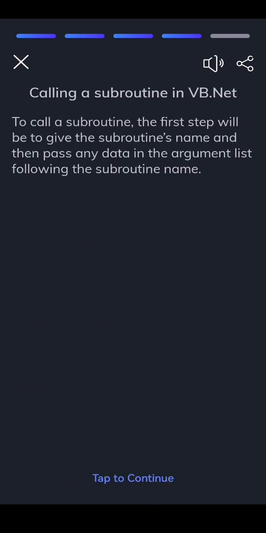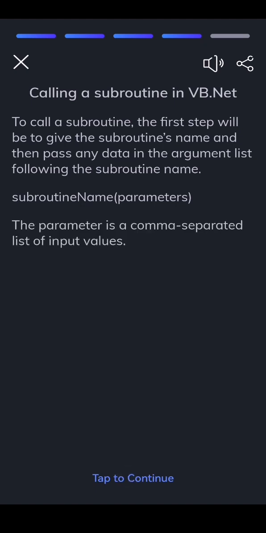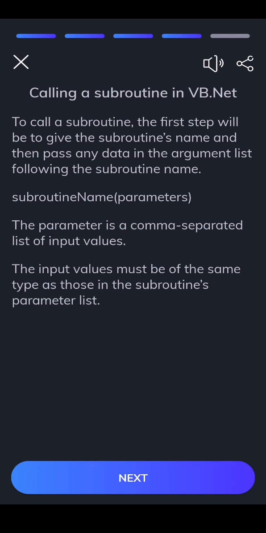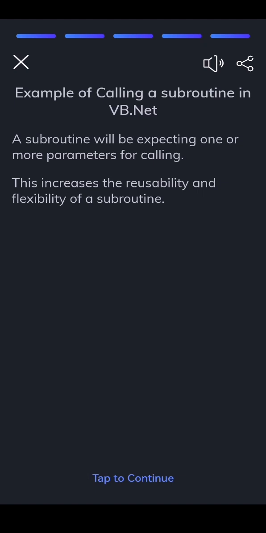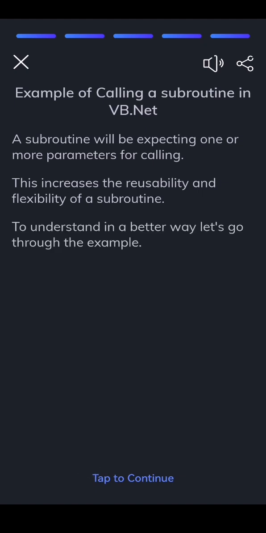To call a subroutine, the first step is to give the subroutine's name and then pass any data in the argument list following the subroutine name. Subroutine name, parameters. The parameter is a comma-separated list of input values. The input values must be of the same type as those in the subroutine's parameter list. A subroutine will be expecting one or more parameters for calling. This increases the reusability and flexibility of a subroutine. To understand in a better way, let's go through the example.